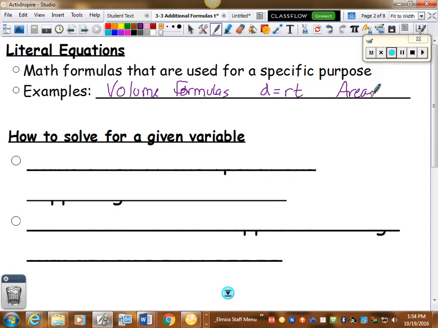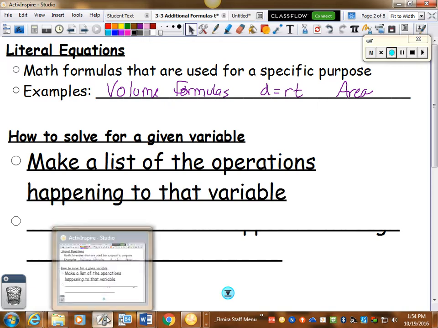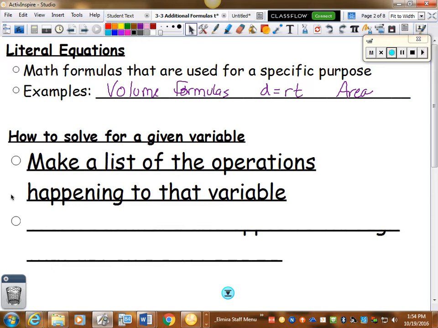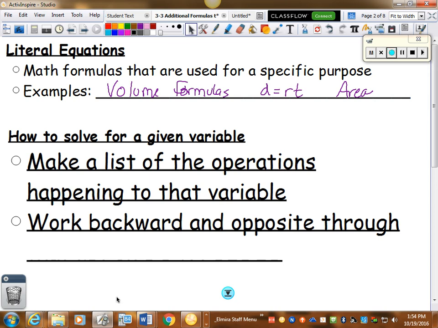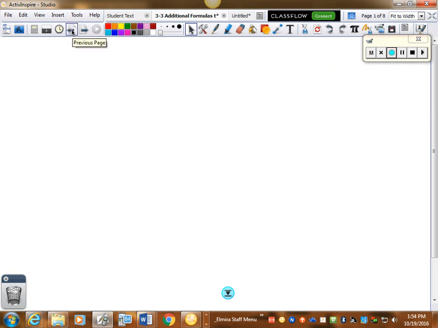Okay, how do you solve for a given variable? Well, the strategy I'm going to show you is to make a list of all the operations that are happening to that variable in the order of operations, and then work backwards and opposite through that list on both sides. Now I'm going to start with an example of something you already know. This is not in the notes.